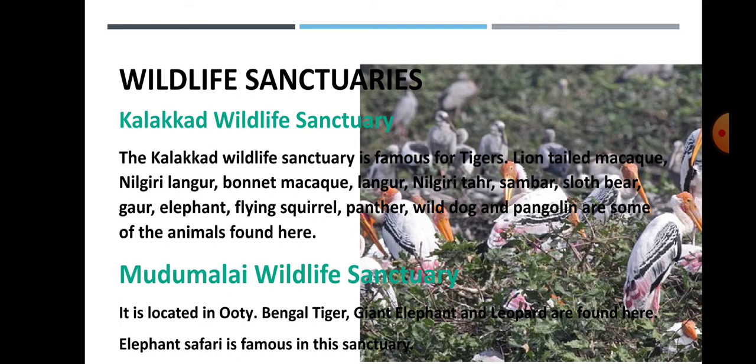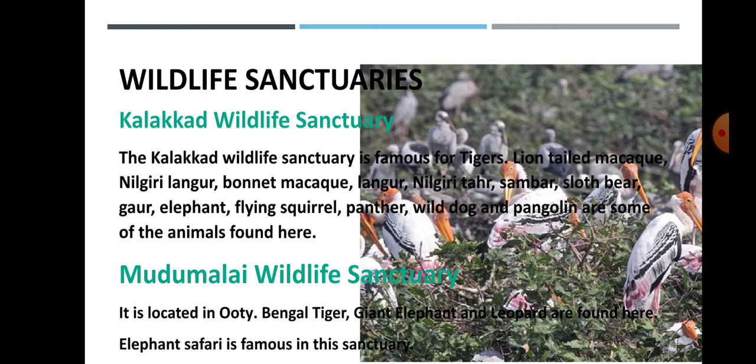Okay. Next one we are going to discuss is Mundanthurai Wildlife Sanctuary. It is located in Tirunelveli district. Students, in this Mundanthurai, the major wildlife you can find, as you know, is the tiger, and apart from this you can see some birds too. The birds heavily migrate here. They come and stay there.